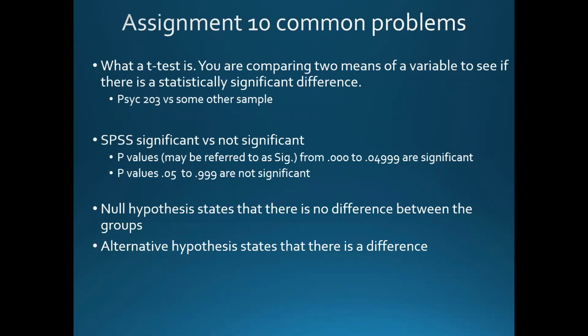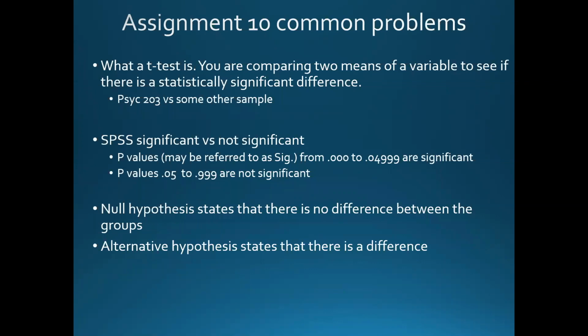Some people struggled with determining if something is significant or not on SPSS. P-values, which may be referred to as SIG on SPSS, if they range from 0.000 to 0.04999, or they're less than 0.05, it means they're significant. And then you can interpret whatever test you're running as significant. So if you're doing a t-test, it means that the means do differ significantly. If you're running a correlation, which we'll learn about today, it means your results are significant, so your variables are related in some way.